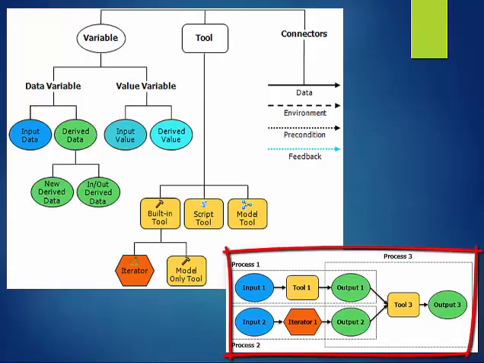This smaller diagram shows an example model process. A model process consists of a tool and all variables connected to it. Connector lines indicate the sequence of processing. Many processes, like here, process 1 and process 2, can be chained together to create a larger process.